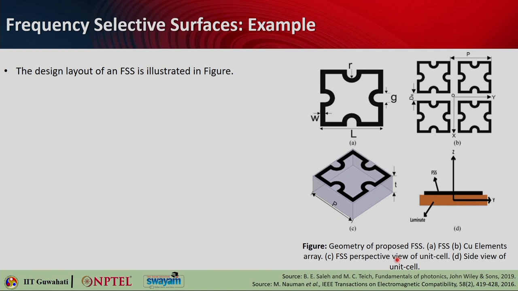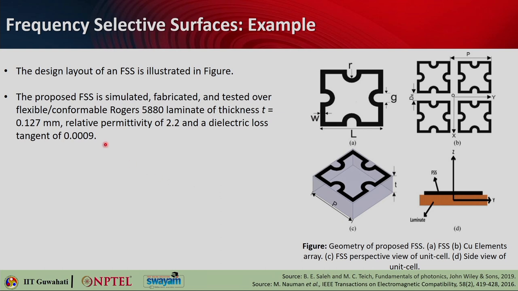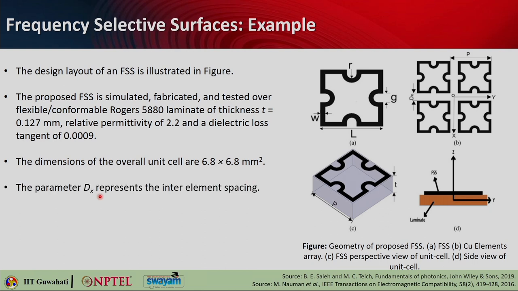So here is a design layout of an FSS. As you can see, these are the different structural parameters. This is the period, that is, the periodic arrangement. This is the overall 3D view of the unit cell, and this is the side view of the unit cell. This is an FSS made of copper on a dielectric substrate, Rogers 5880, which has a thickness of 0.127 mm, permittivity of 2.2, and dielectric loss tangent as given here. This is the overall dimension of the unit cell, 6.8 by 6.8 millimeter square, and dx is the parameter that gives the inter-element spacing.